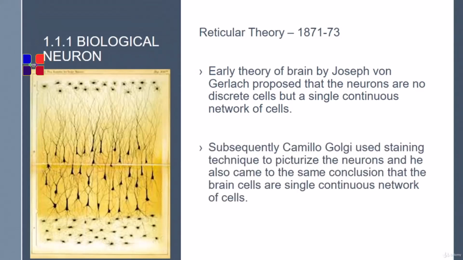Later on, Camillo Golgi used a staining technique to figure out how the cells in the brain are organized. And then he drew a picture of the brain cells. At that time they were not known as neurons because the term neuron itself was not coined. And after the staining, he came to the same conclusion as reticular theory. He said that brain cells are not discrete cells, but a continuous network of organism, unlike other parts of the body.